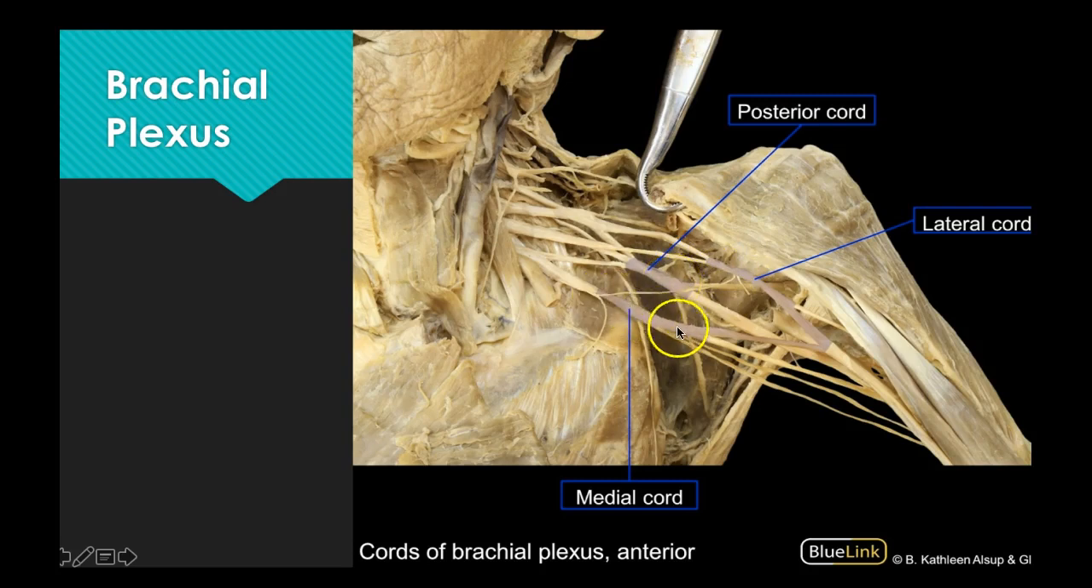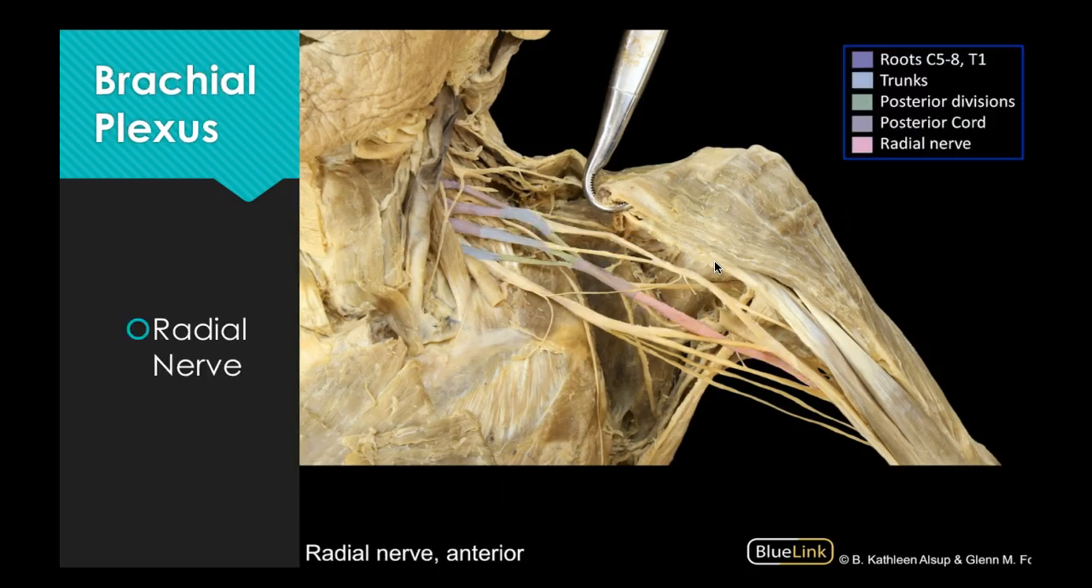First, we have your medial cord, which if we follow back would go to your ventral rami C8 and T1. In the middle here, we have your posterior cord, and if we follow that back, we know it comes from the ventral rami C5 to T1. And lastly, your lateral cord comes from the ventral rami of C5 to C7. So now let's look to see how these cords branch into the terminal nerves that you're responsible for.